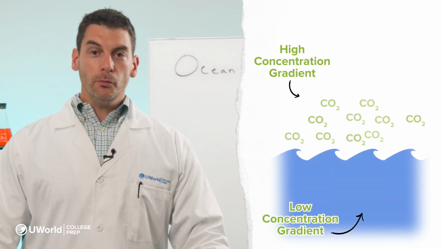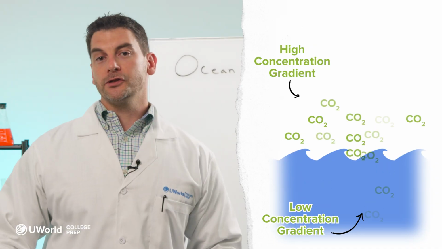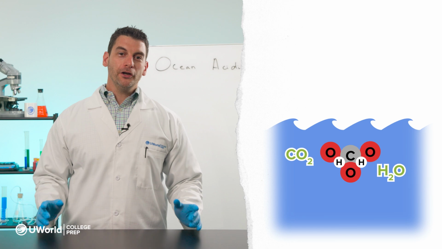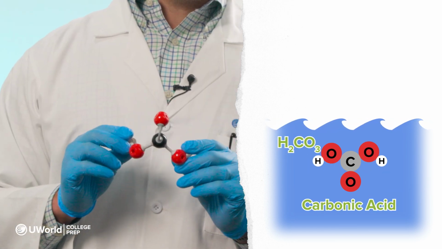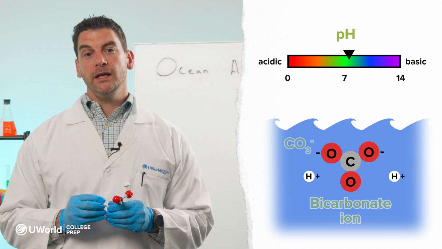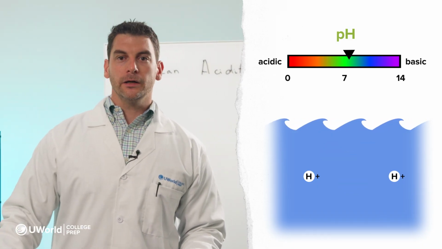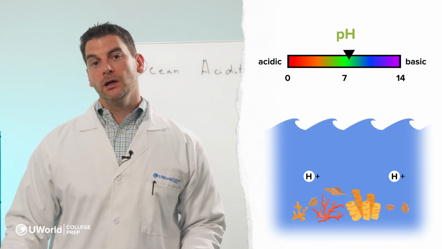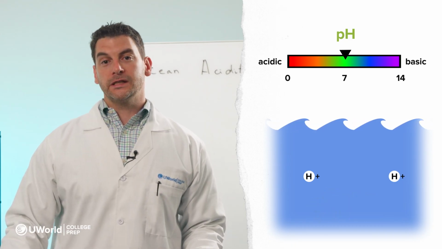Similarly, there is so much CO2 in the atmosphere, it naturally diffuses or moves down its concentration gradient and enters oceans. Once CO2 enters the ocean, it undergoes a chemical reaction that forms carbonic acid. This acid then releases hydrogen ions, which lowers the water's pH. In addition, these hydrogen ions reduce the availability of carbonate ion, a crucial molecule used by coral and shellfish to build their skeletons and shells, making it harder for them to survive when the pH of oceans decreases.